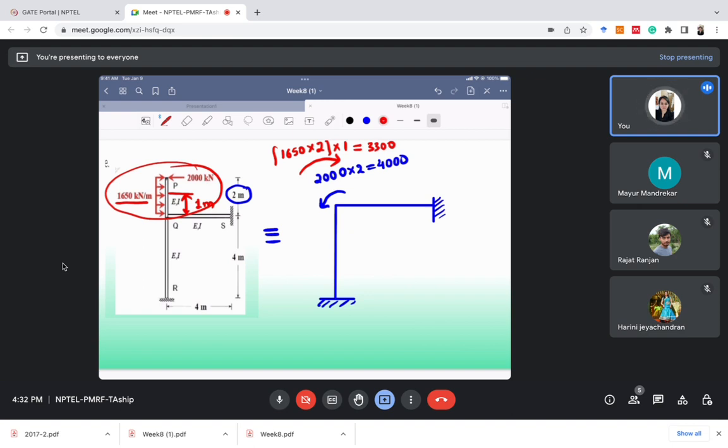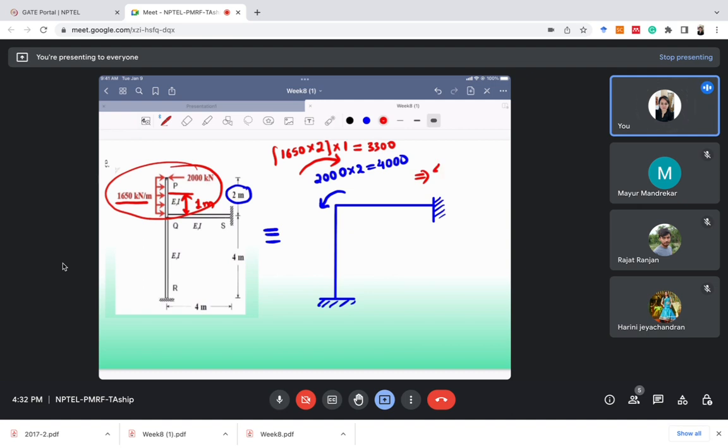Okay, so we have removed these loadings, and instead of these loadings, we have applied the moments here. Okay, so we can do that for analysis purpose. So what is the final moment we are getting? Final moment is 4000 in anti-clockwise direction and 3300 in clockwise direction.